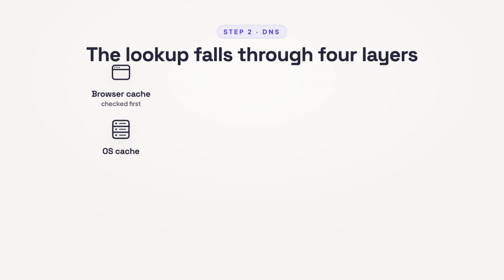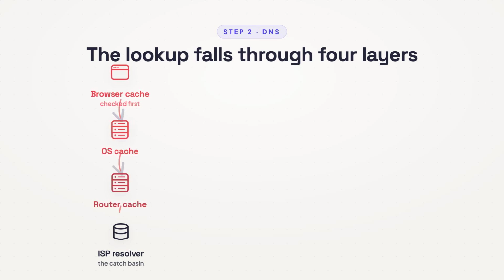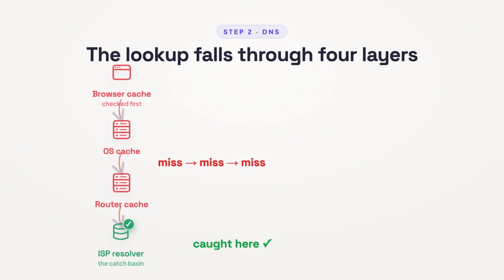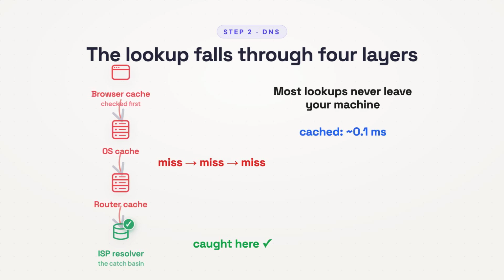Watch the lookup fall through the layers, like a coin sorter. Browser, miss. Operating system, miss. Router, miss. Internet provider, caught. Most lookups get caught early. They never even leave your machine. That's why repeat visits feel faster.